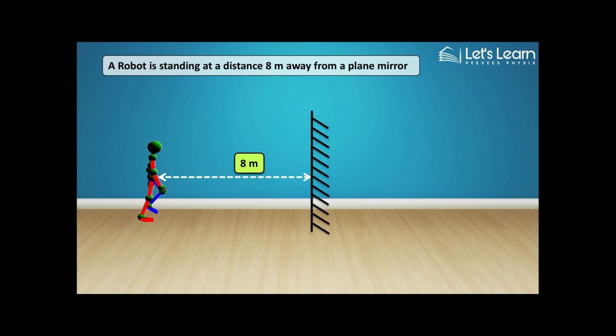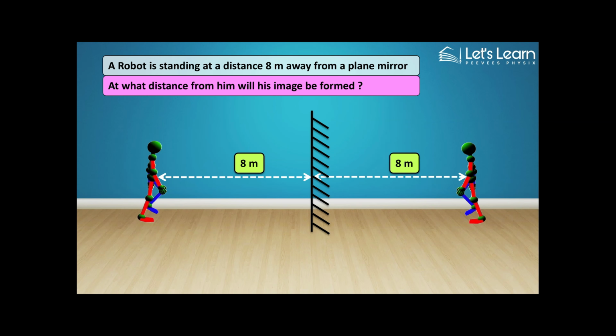Let's do a simple question. A robot is standing 8 meters exactly in front of a plane mirror. Where will you see its image? Same distance, it is 8 meters. The question can be asked another way: how far is the image from the object? This is 8, this is another 8, so the final answer will be 16 meters.